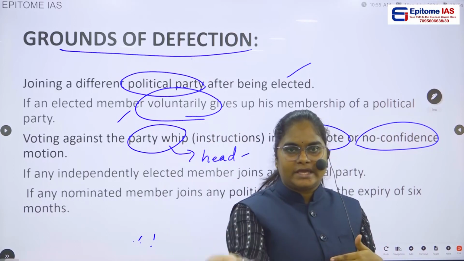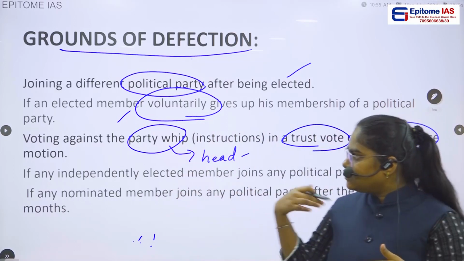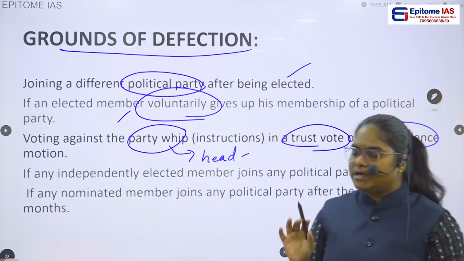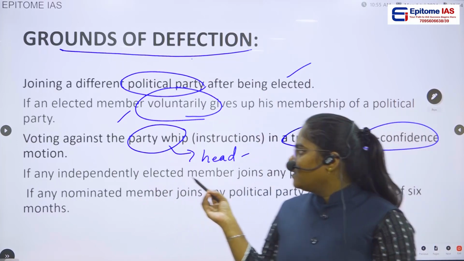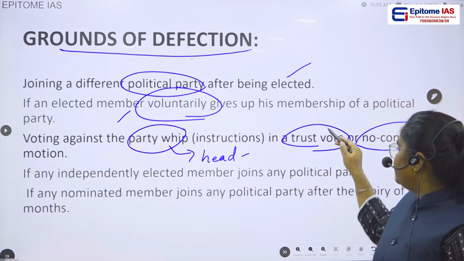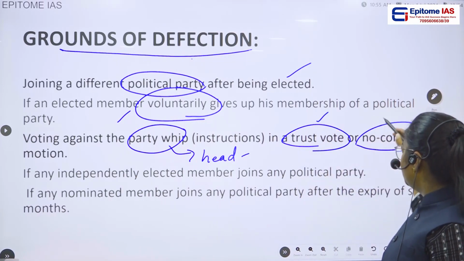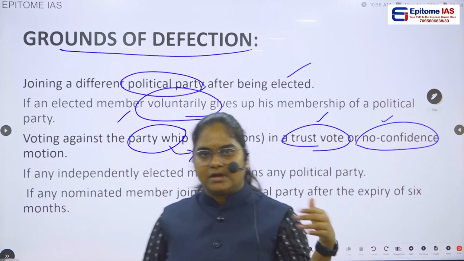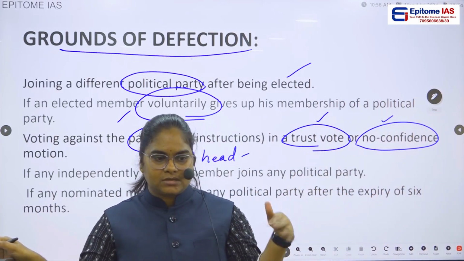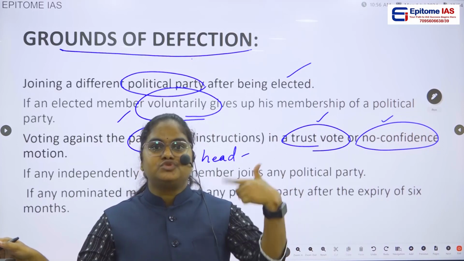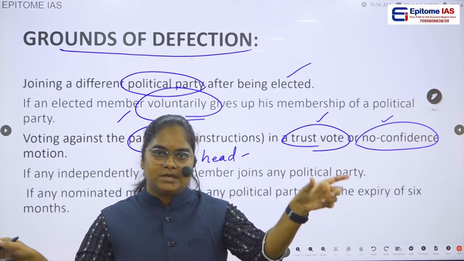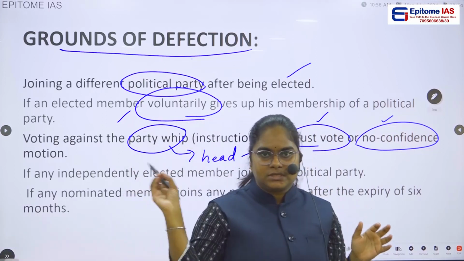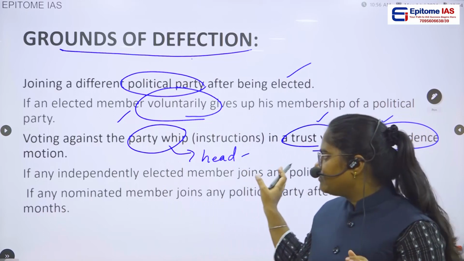Okay, they can't go against the party whip. If they are going against the party whip, then also they'll be disqualified under the anti-defection law. Okay, so this is also there. Whenever there is a trust vote or a no confidence motion is passed... A trust vote is nothing but whenever a government is forming, it has to show that it has the majority support in the Lok Sabha or in the parliament. So this is a trust vote and it is similar to the no confidence motion.